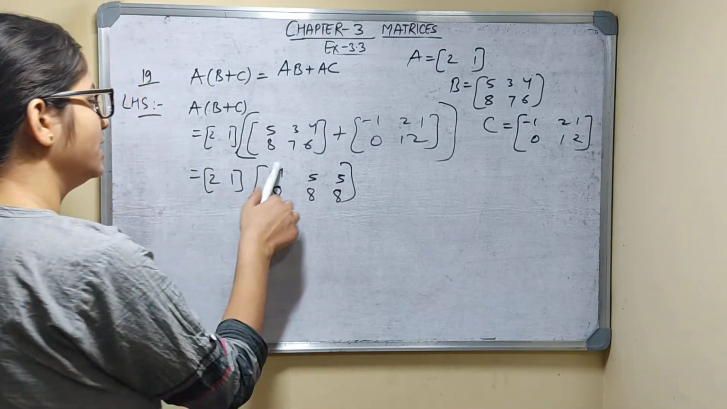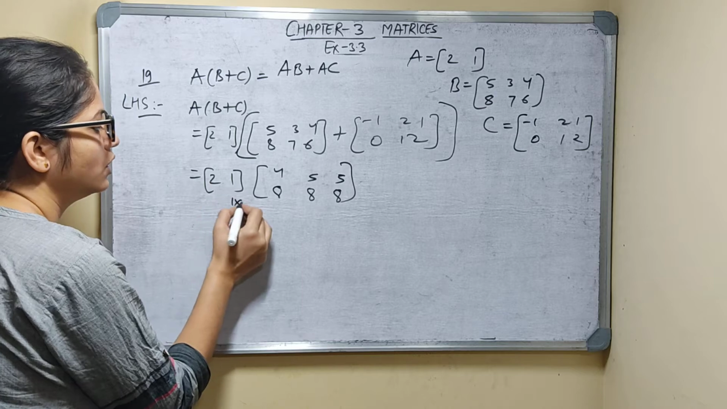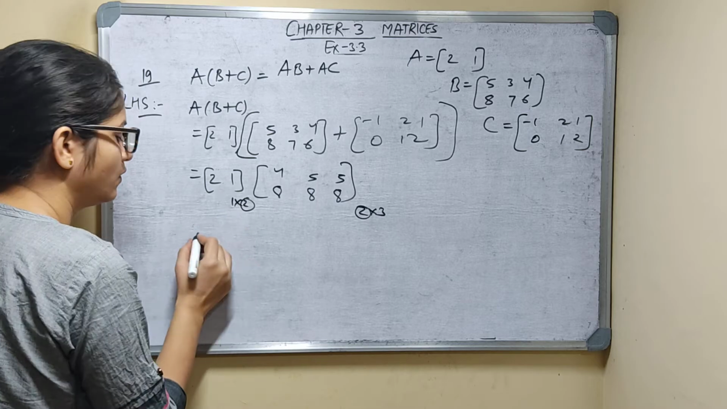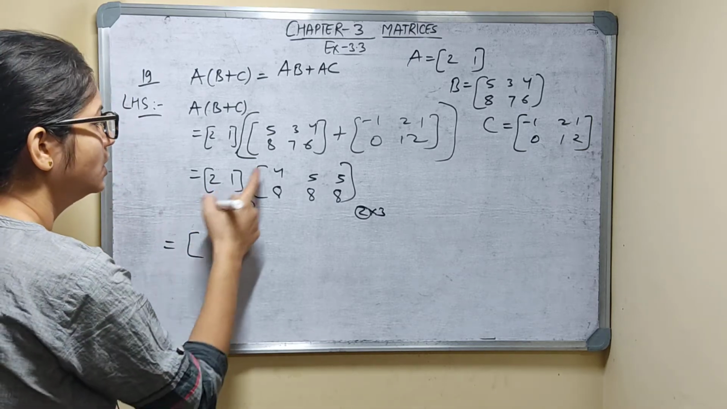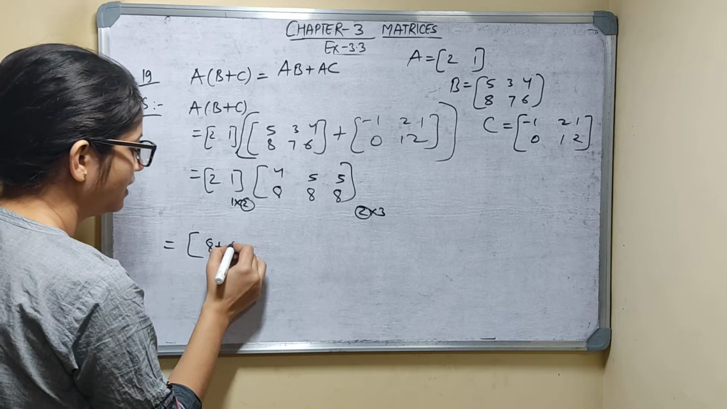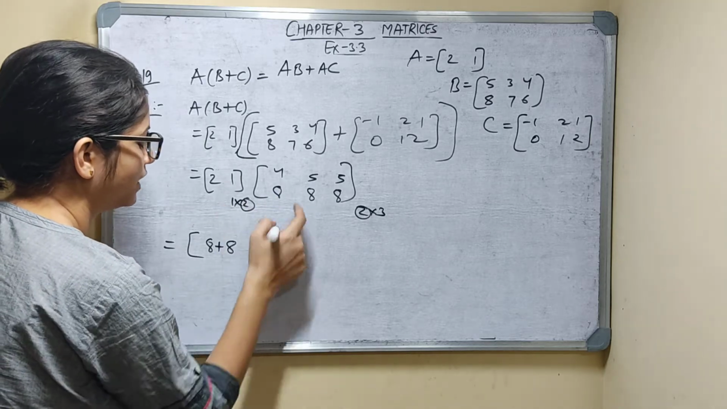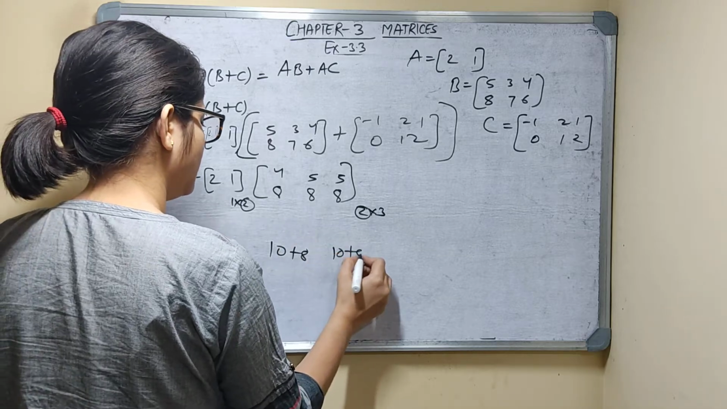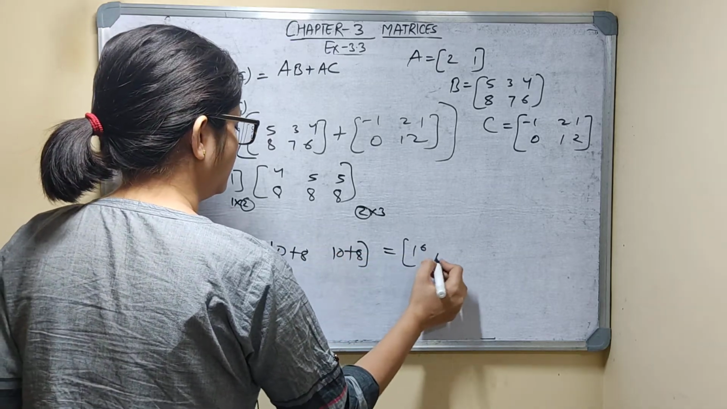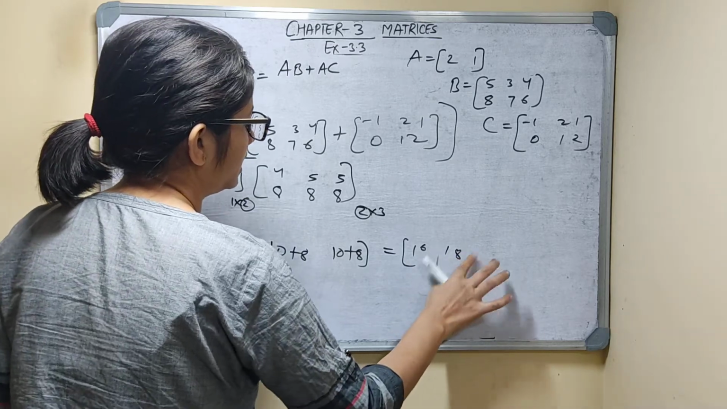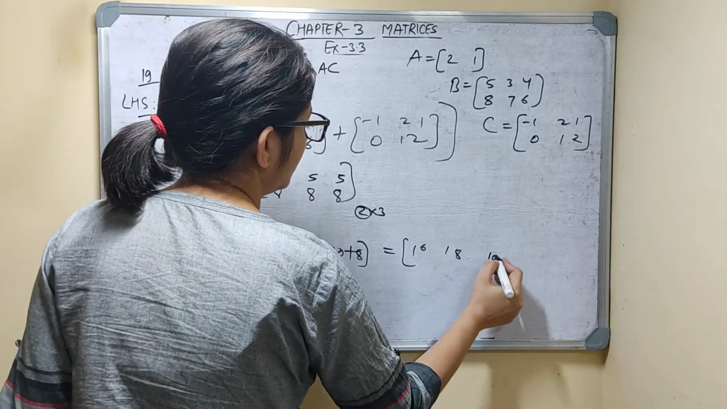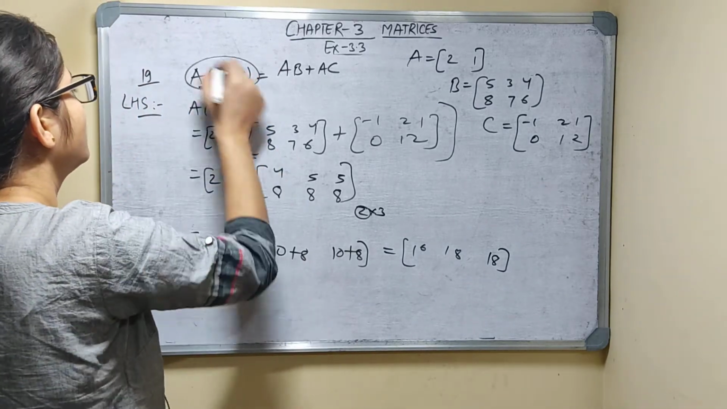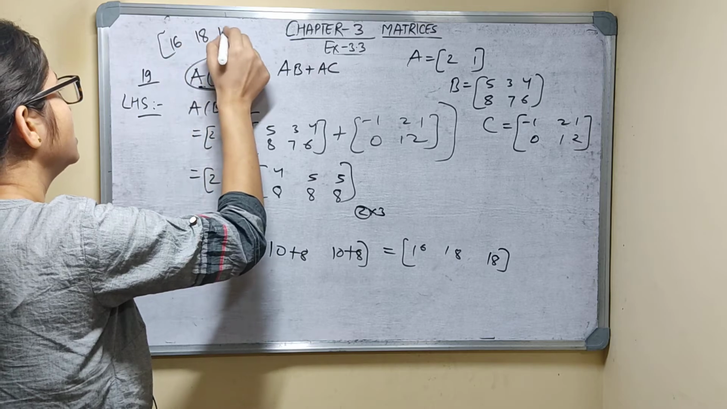Now [2, 1], here this is 1 row 2 columns, here 2 rows 3 columns, and the inner dimensions are the same. So you will get a matrix of 1 row and 3 columns. 2 into 4 is 8 plus 1 into 8 is 16. 2 into 5 is 10 plus 1 into 8 is 18. So you get 16, 18 and 18. When you are solving this, you are getting this matrix 16, 18, 18.